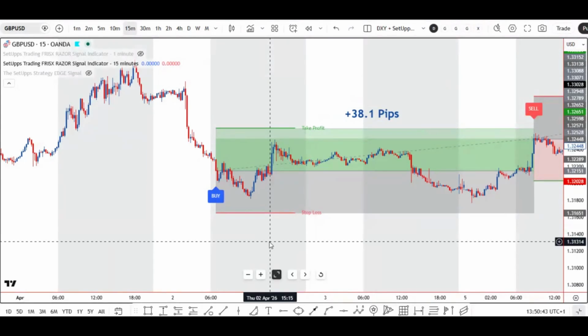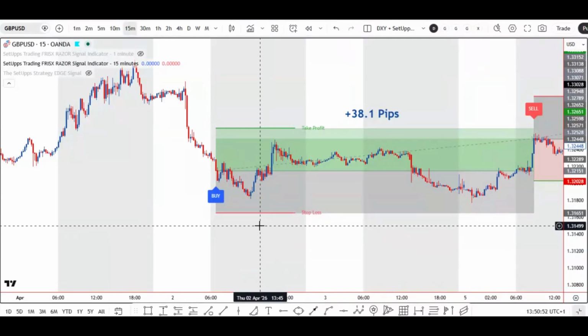Now, this is not financial advice. It's for educational purposes. So just so that you know, that's how I trade it, and this indicator is available, and my other indicators are available on TradingView.